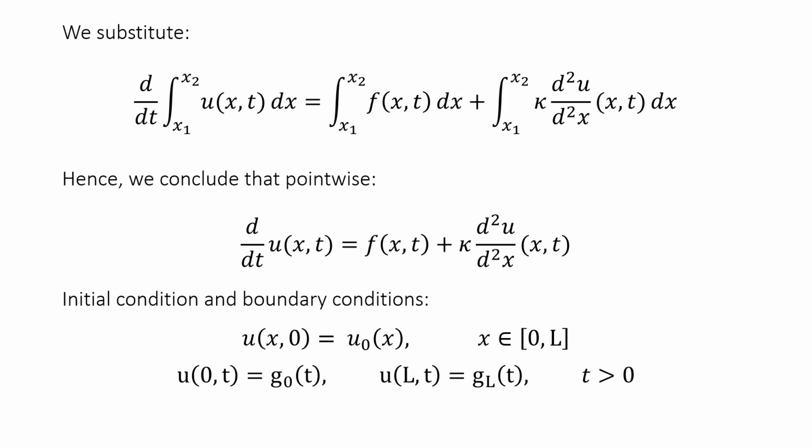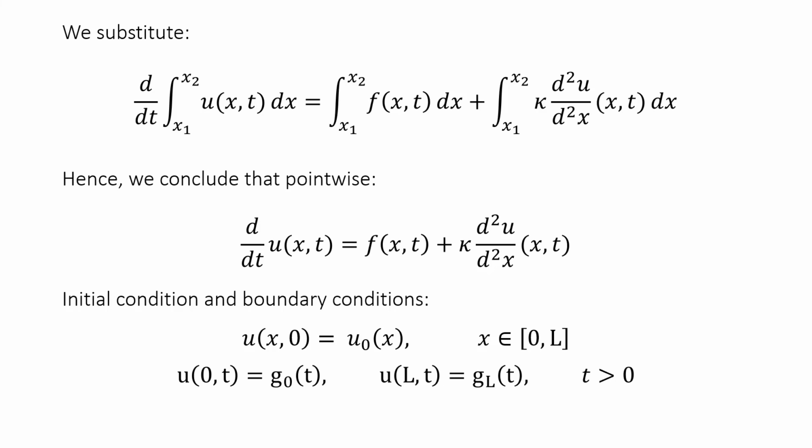Again, we can take a look at what happens if we let x1 and x2 get very close. What happens if we take infinitesimally small intervals? At that point, we conclude that pointwise, the time derivative of u at (x,t) equals f(x,t) plus kappa times the second derivative of u in x at (x,t). And that is true for all points x within the interval from 0 to L and all positive times t.